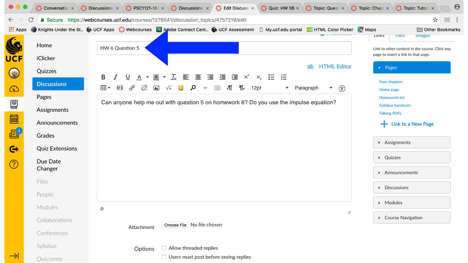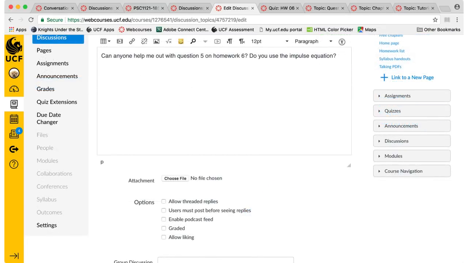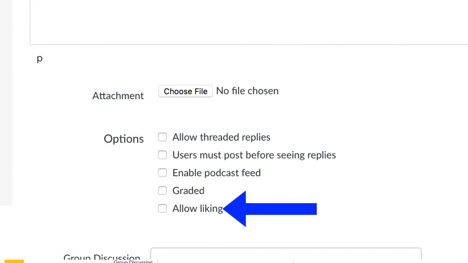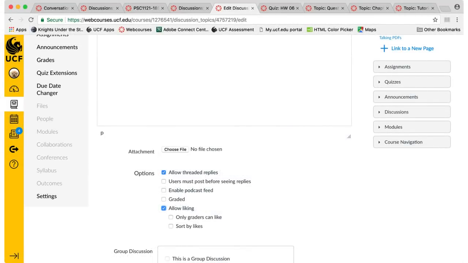All right. Another thing that I want to draw your attention to is down here, down at the bottom. Where it says allow threaded replies and allow liking, I want you to start checking that. And some of you have been, but I've noticed a lot of you haven't, and I don't think I gave you a whole lot of instruction on it till today, so I want you to start doing that. It'll look something like this.